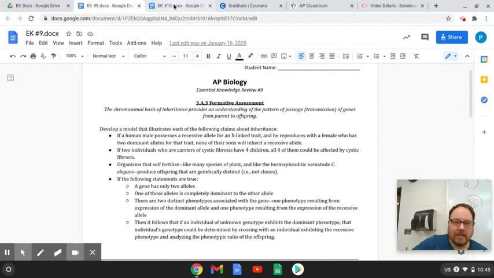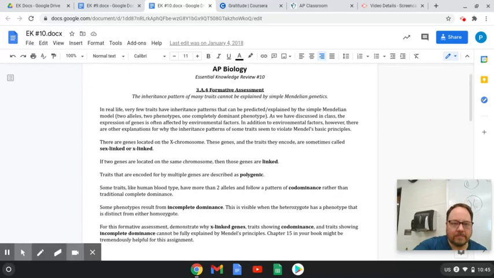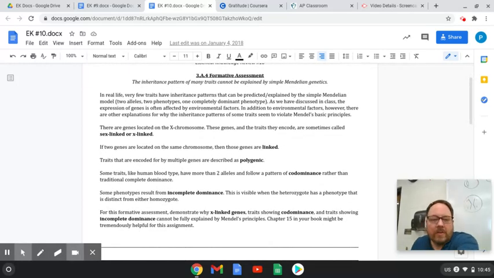All right, so that was EK9. EK10, what do we got? In real life, very few traits have inheritance patterns that can be predicted or explained by a simple Mendelian model. As we have discussed in class, the expression of genes is often affected by environmental factors. In addition to environmental factors, there could be other stuff going on. The first item is genes located on the X chromosome. These genes and the traits they encode are sometimes called sex-linked or X-linked. Again, males and females have different complements of X and Y chromosomes, so they're going to be affected differently. If two genes are on the same chromosome, they're linked, so they tend to be inherited together rather than showing independent assortment, so that can alter your probabilities.